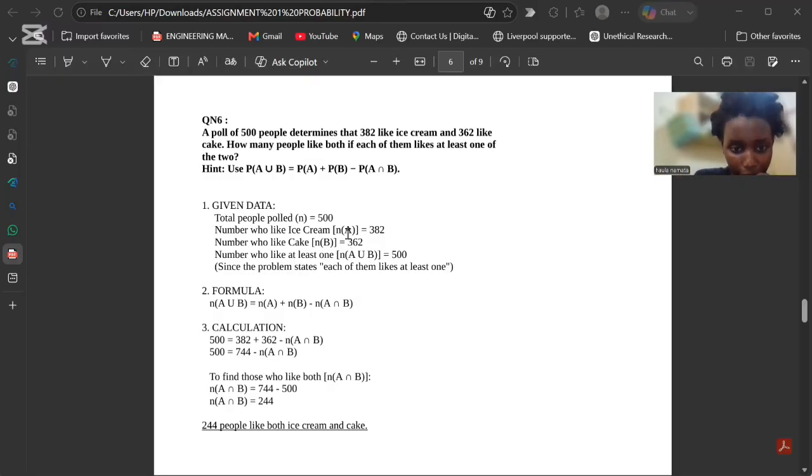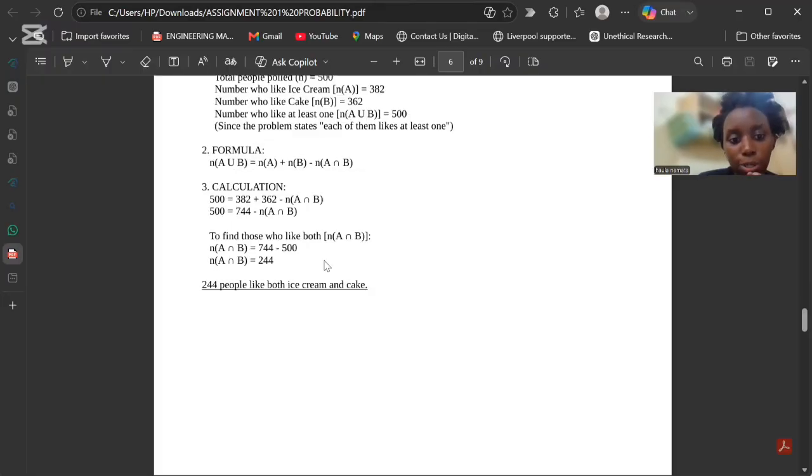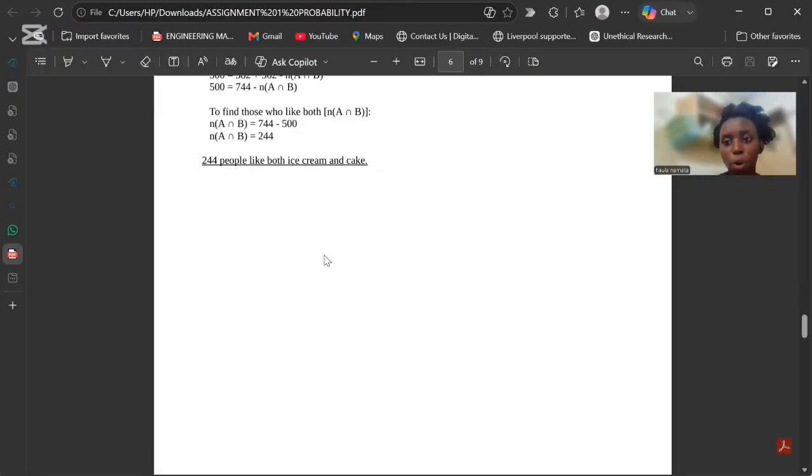So substituting into the formula, we would have the probability of A union B, which is 500, the total number of people, equals the probability of A, 382, plus the probability of B, which is 362, minus the intersection, which we are looking for. And then when we solve, we shall have 244 as the number of people who like both cake and ice cream.